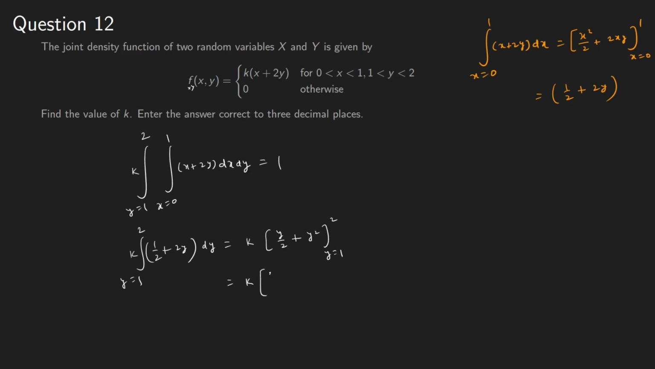So now we put k, we put 2, so it will become 1 plus 4, that is 5, minus, if we put 1, it will be half plus 1, that is 3 by 2. So it should be equal to 10 minus 3, that is 7 by 2. K times 7 by 2 should be equal to 1. So from here we can find the value of k, which will be equal to 2 by 7.